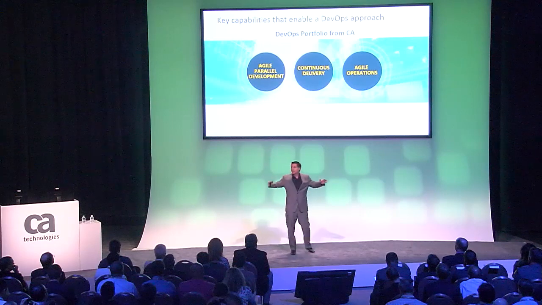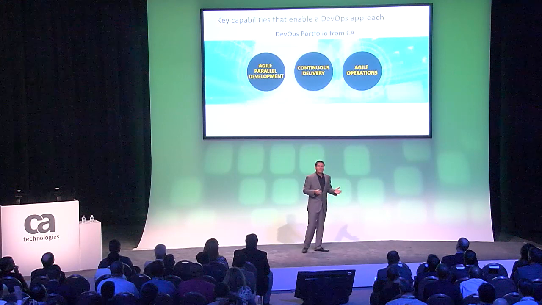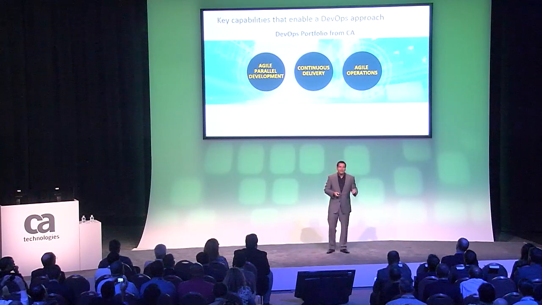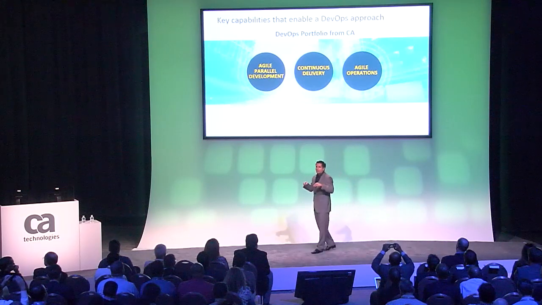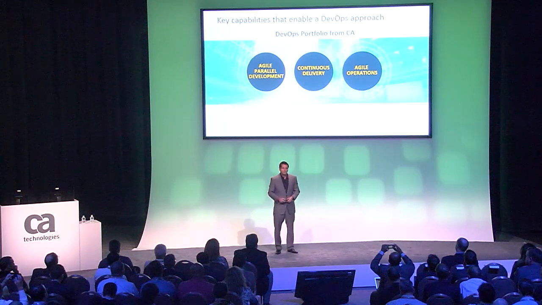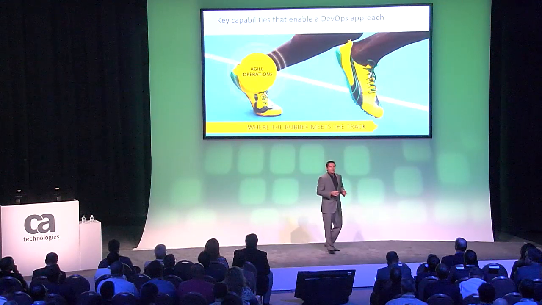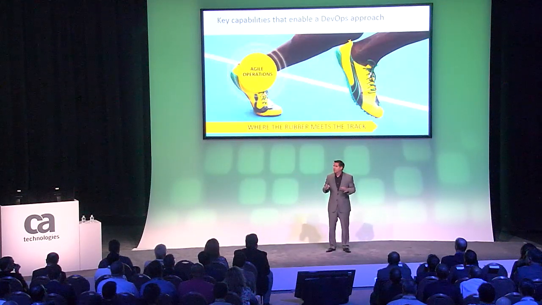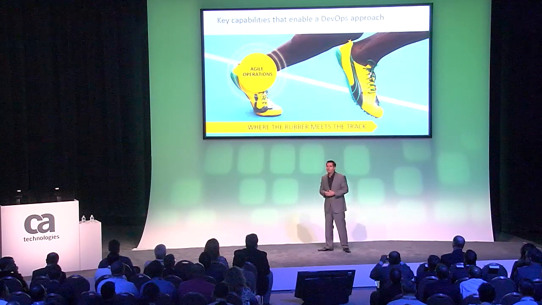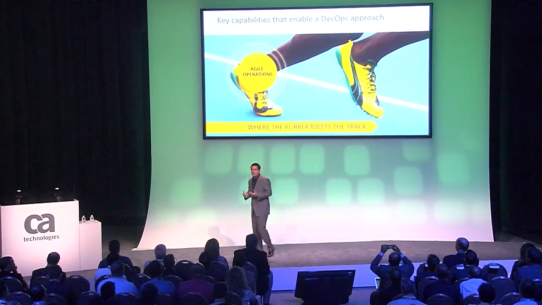Now, we have lots of other centers here at CA World where you can hear from CA, our customers, and our partners about agile parallel development as well as continuous delivery. But here in the Ops Center, we're focused on agile operations. Now, ops matters in DevOps. I think with the whole DevOps paradigm, we've heard a lot about the dev side of this, right? But we have not heard enough about the ops side. The agile operations is where the rubber meets the track, so to speak.